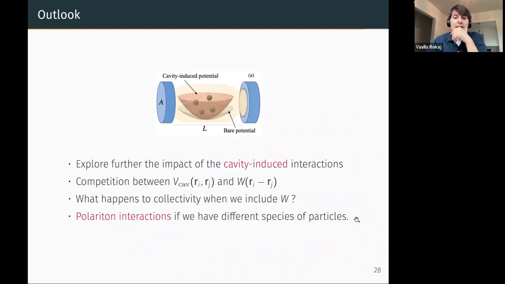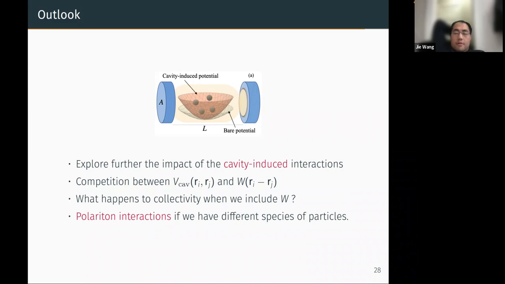And as an outlook, the next things that we want to do together with Simos Mistakidis and Jose Sadekpour is now to explore further the impact of these cavity-induced interactions and to see actually what is the competition between the cavity potential and, of course, the two-body Coulombic interaction, and what happens to collectivity. Does it survive or it gets killed by the Coulombic part? So also one question. Yeah.